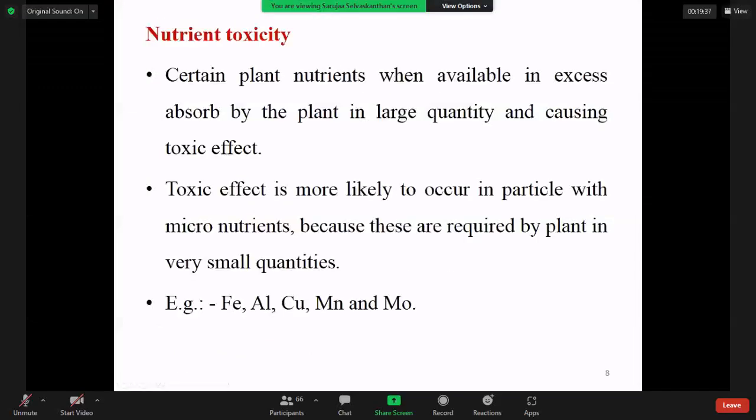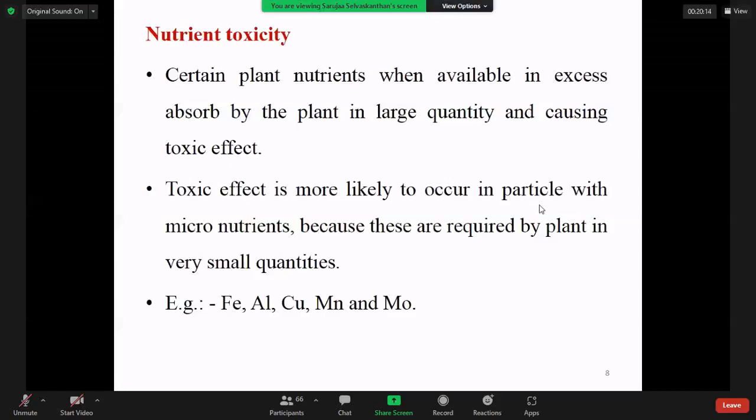Okay, nutrient toxicity. Anyone, what is toxicity? Poison. Poisoning. Are there any other answers? The pH value is determining the toxicity. Toxicity can be caused by pH value, but I am asking what is toxicity? They affect the plant growth. Yeah, these situations affect the plant growth.